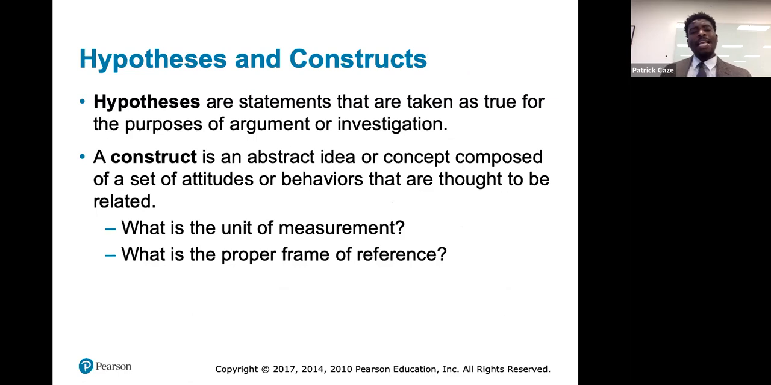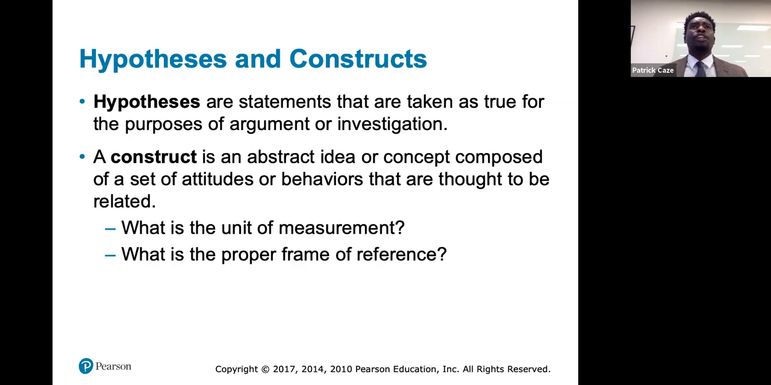As I said before, we talked about hypotheses. Hypotheses are just statements that we say or think are true. What do I think is going to happen? What do I hypothesize? I think the sky is blue, or I think the sky is purple. Based on a construct: an abstract, ideal concept, based on a composite set of attitudes or behaviors that are thought to be related.